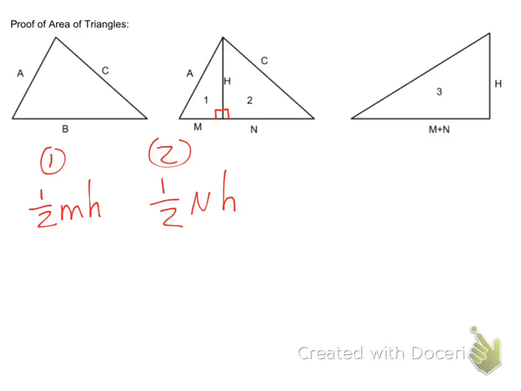Now, would you agree that if I took triangle 1 and triangle 2, I would end up with the large triangle, triangle 3? So if I took their individual areas and added them, that should equal 1/2 base times height from the original triangle.